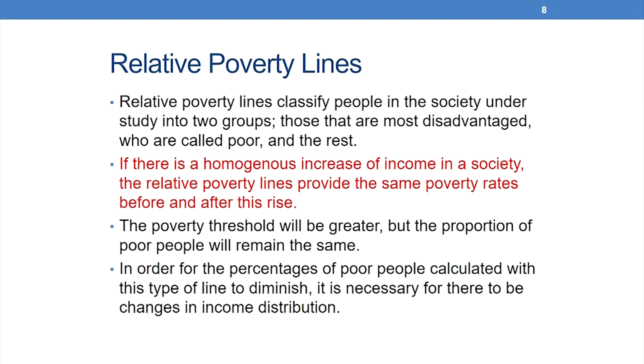So, if there is a homogeneous increase of income in a society, the relative poverty lines provide the same poverty rates before and after this rise. And the poverty threshold will be greater, but the proportion of poor people will remain just the same. And in order for percentages of poor people calculated with this type of line to diminish, it is necessary for there to be changes in income distribution.